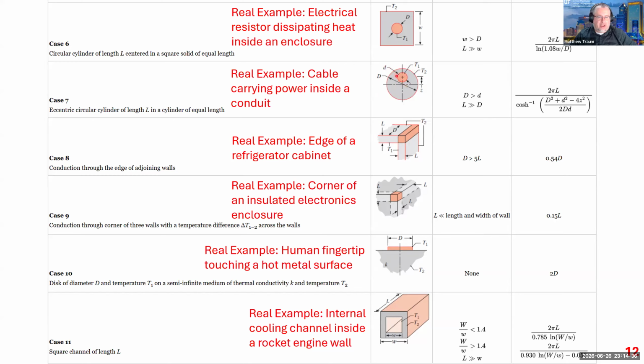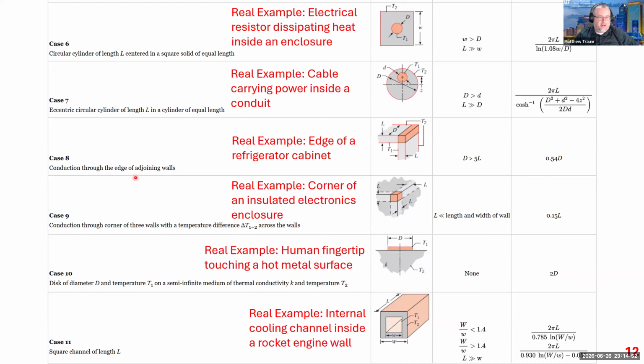And how much heat transfer am I getting between this power carrying wire and the outside conduit, right? That actually happens all the time as you're pulling power cable or communication cable through a conduit. You get an off-center configuration like this. So that's a very common one.